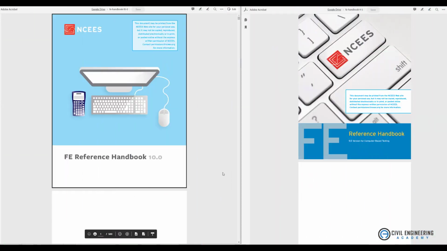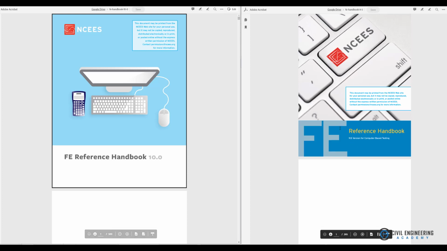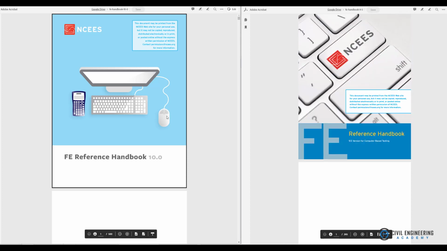All right, guys, check it out. So we have flipped the screen, and now what I have here is FE Reference Handbook 10.0 on the left-hand side and FE Reference Handbook 9.5 on the right-hand side. And I'm just going to go through this and point out the differences.